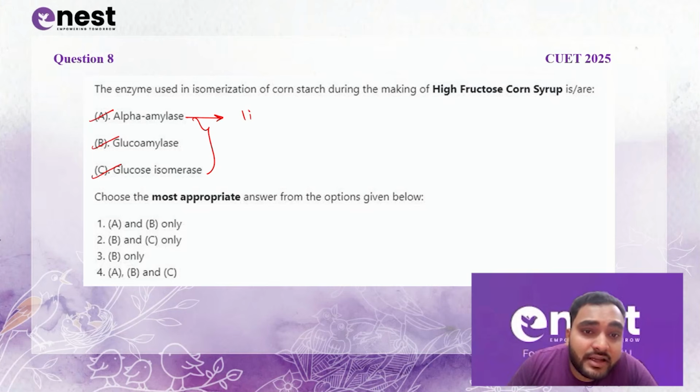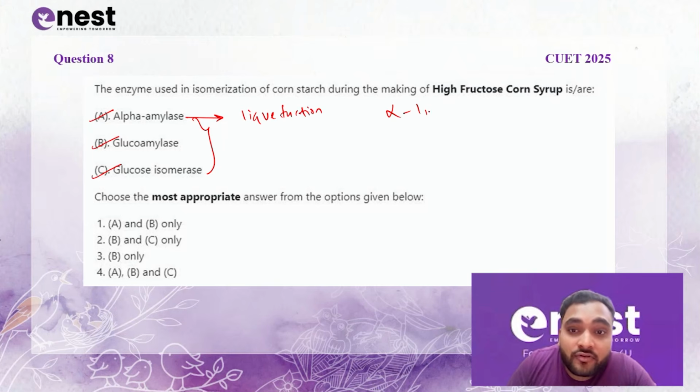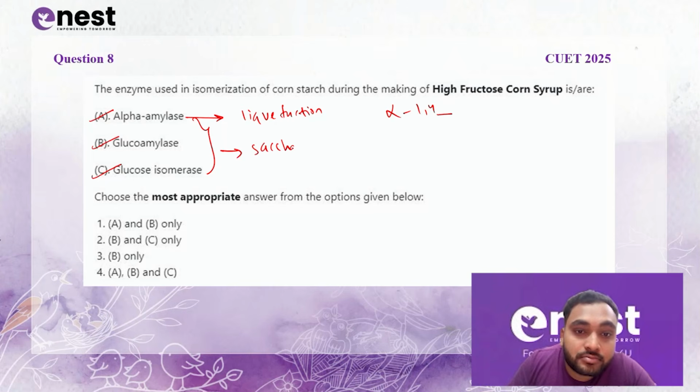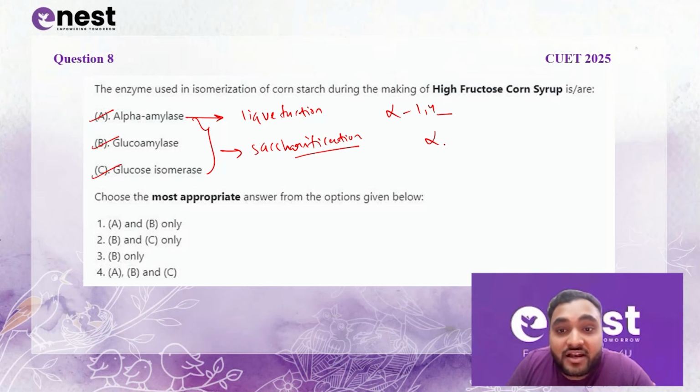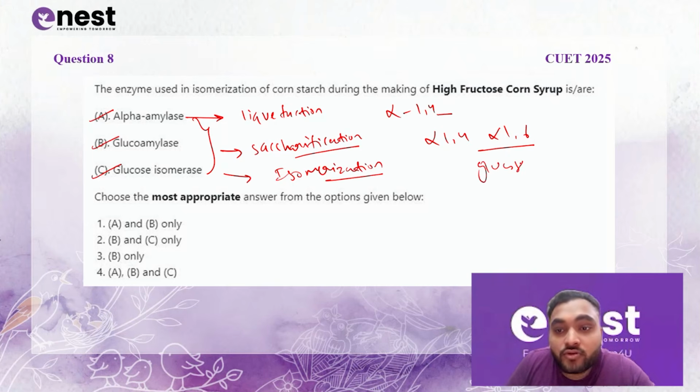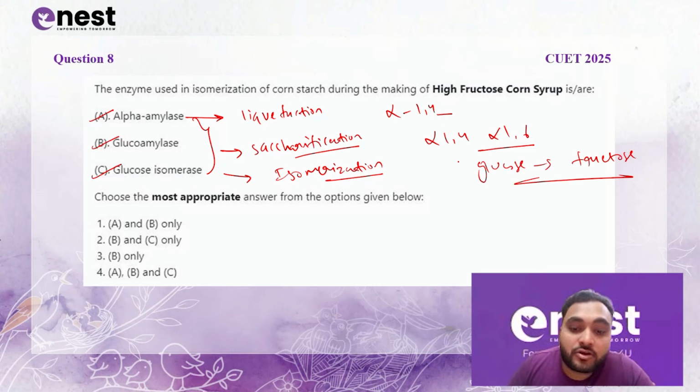Alpha amylase causes liquefaction. That means it breaks the alpha 1,4 glycosidic bonds and causes the mixture to liquefy. Glucoamylase causes saccharification, which hydrolyzes alpha 1,4 and alpha 1,6 glycosidic bonds. And glucose isomerase causes isomerization, which converts the glucose to fructose. And this is how your high fructose corn syrup is formed.